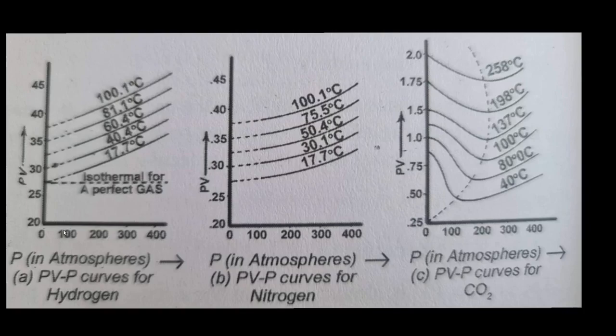The PV increases with pressure. This PV increases with the pressure, which shows that hydrogen is less compressible than considered by Boyle's law.